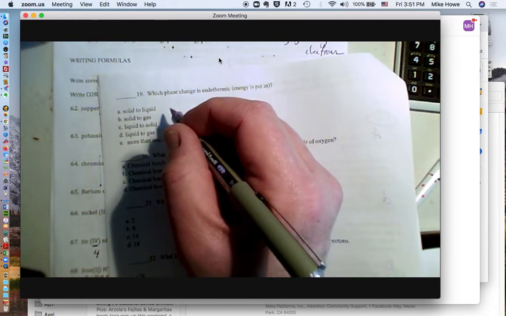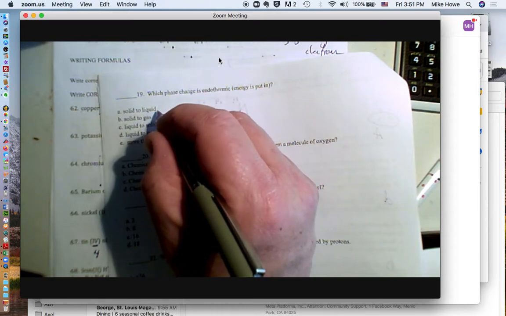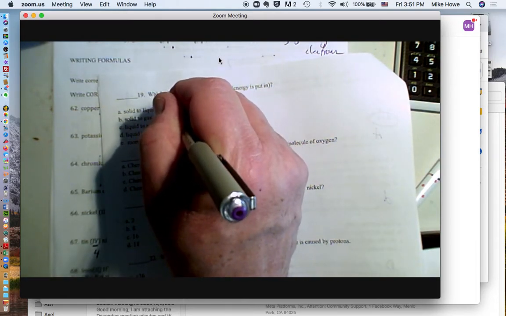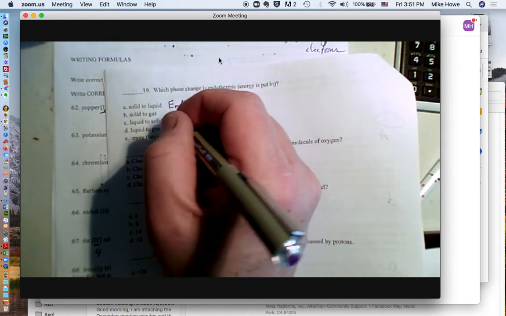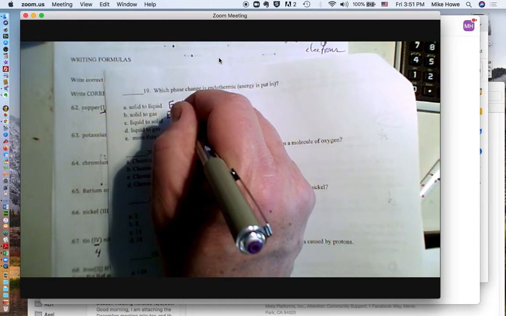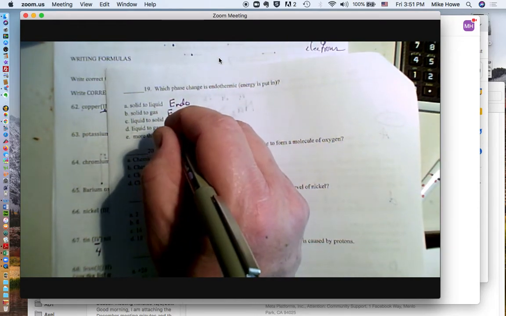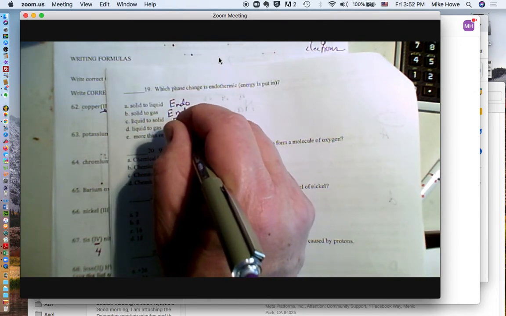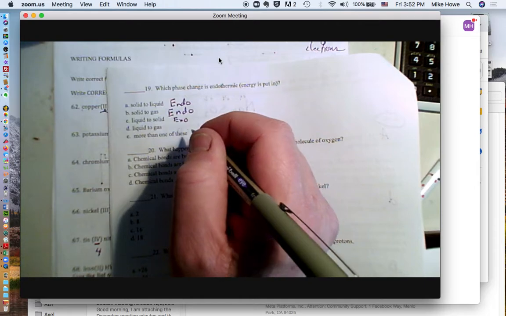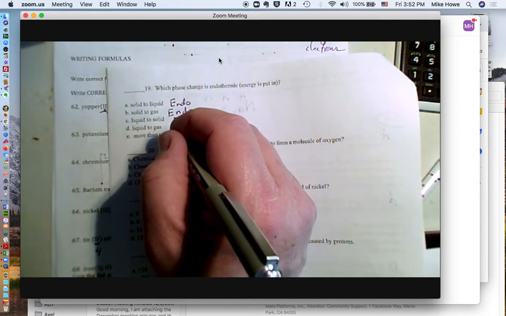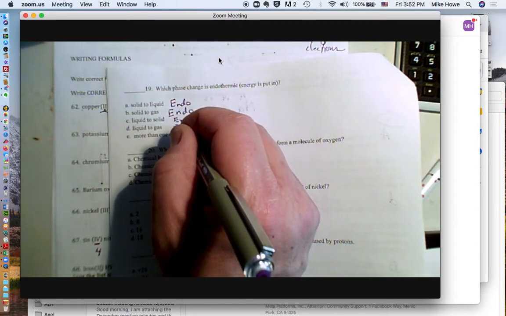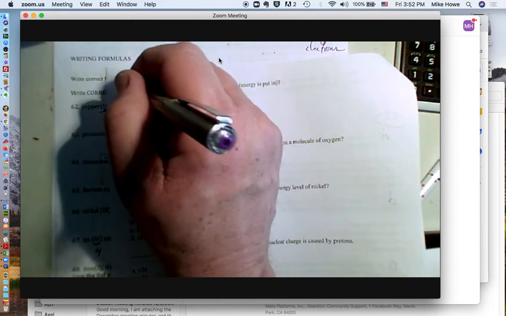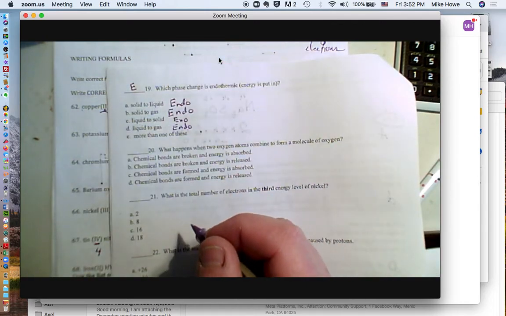So if you're going solid to liquid, the molecules are going to have to speed up to get to the liquid. So that is endothermic. If you go from solid to gas, like dry ice, it sublimes. The molecules got to speed up. That's endothermic. Liquid to solid, the molecules are going to slow down. So that's exothermic, because they're slowing down and releasing energy. Liquid to gas, that's going to require energy because you're making the molecules separate. So that's endo. So the answer would be E, more than one of those.